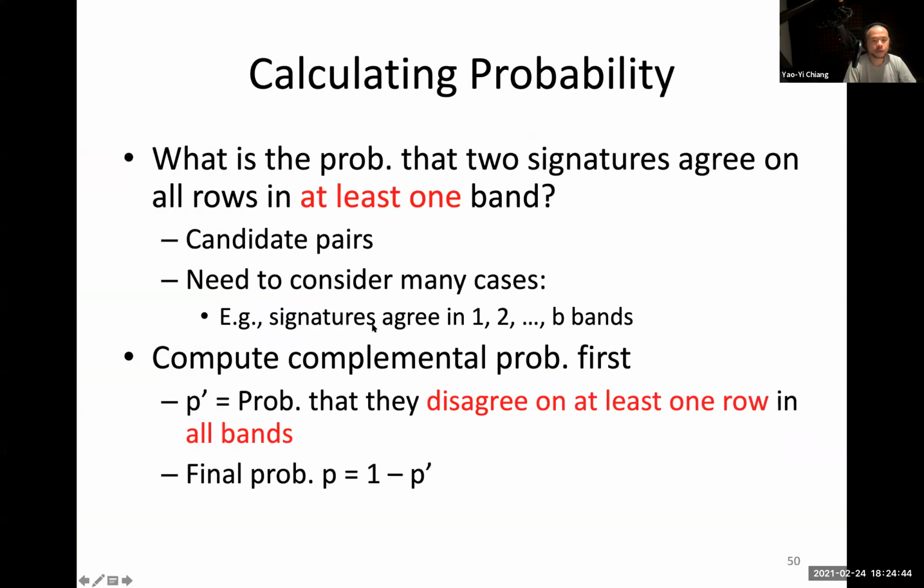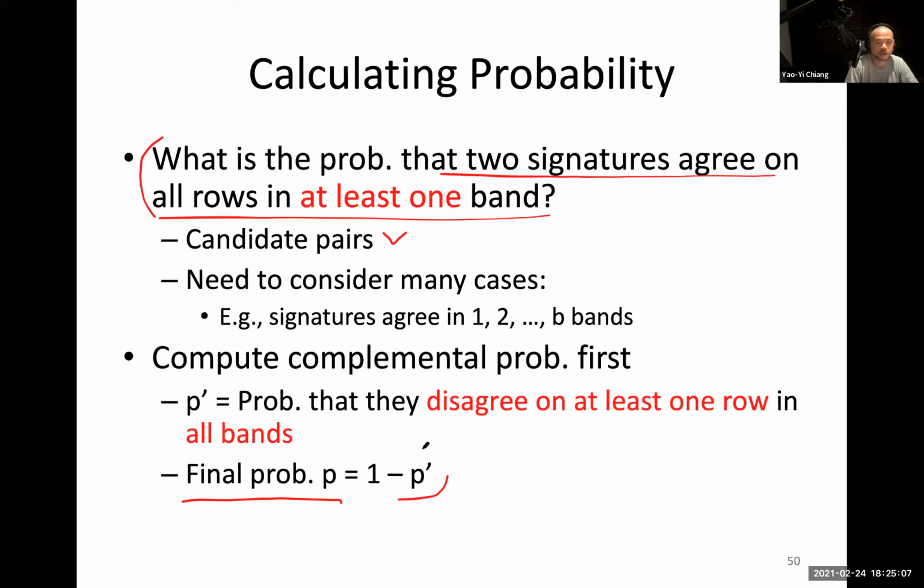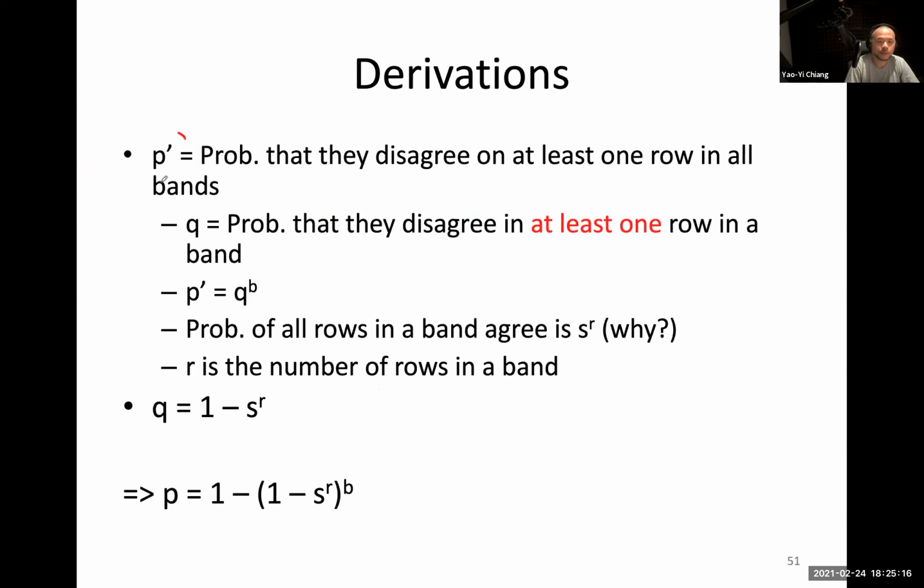Okay, so still remember this. This is super easy to calculate, but let's do it very quickly. Say we want to compute the probability that two signatures agree on all rows in at least one band, right? This means they are candidate pairs. To be able to do that, we want to compute this complement probability first. Then we will have the real probability that we want to calculate. So how do we do this? We look at the complement probability. We look at the probability that they disagree in at least one row in a band. Okay, so this is for one band.